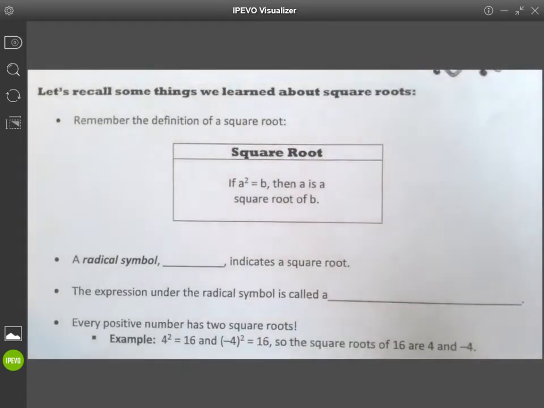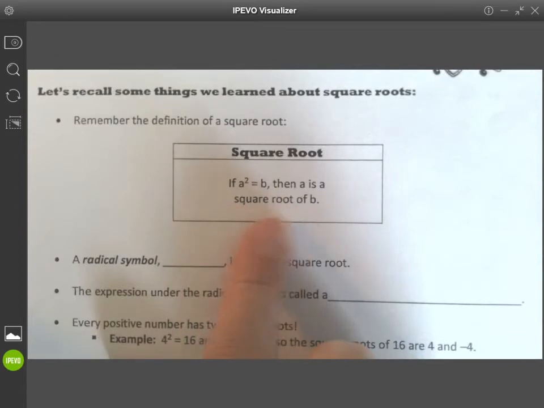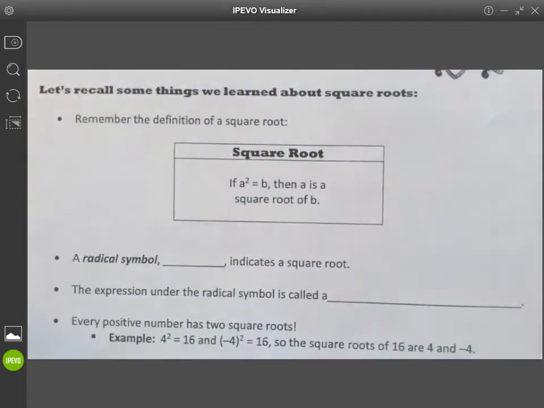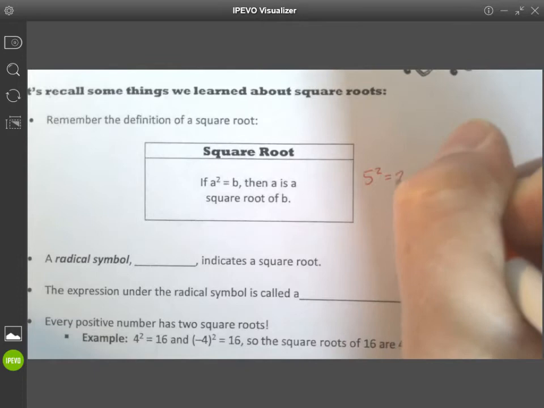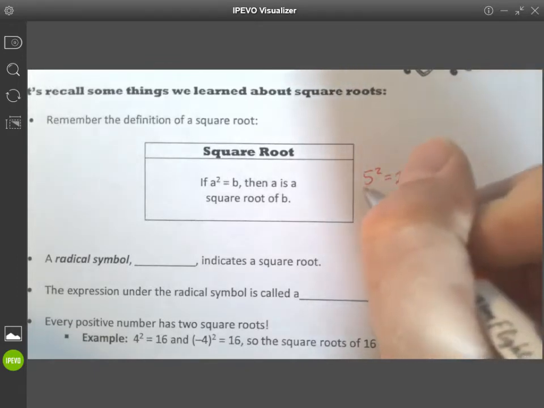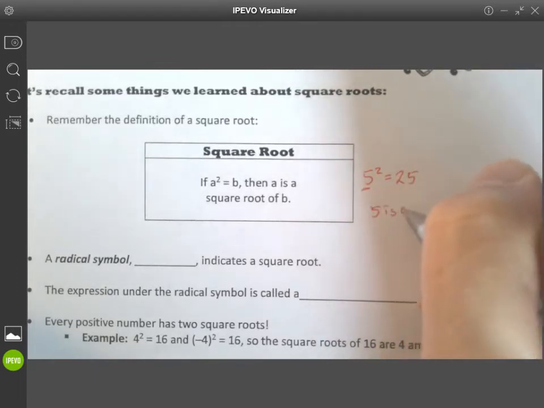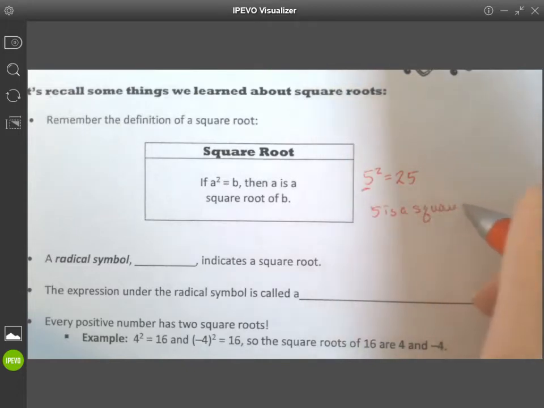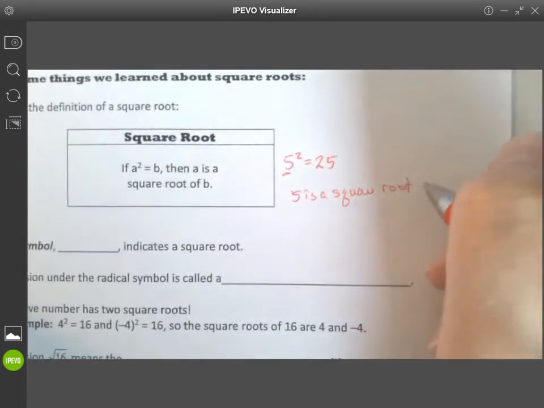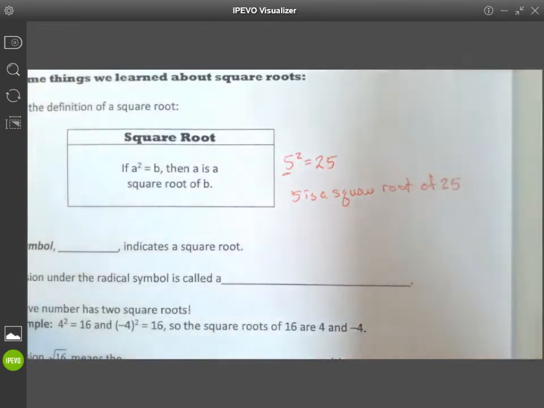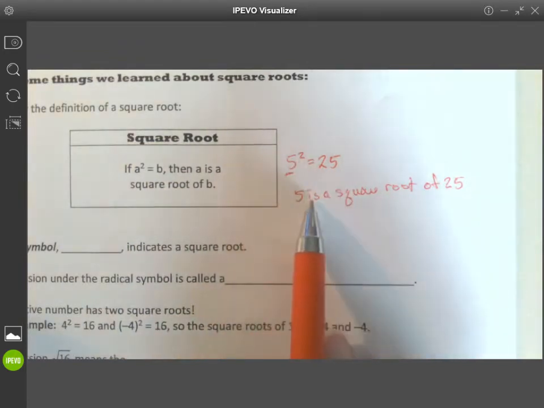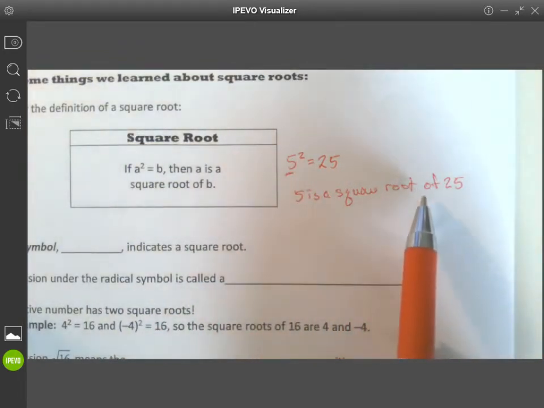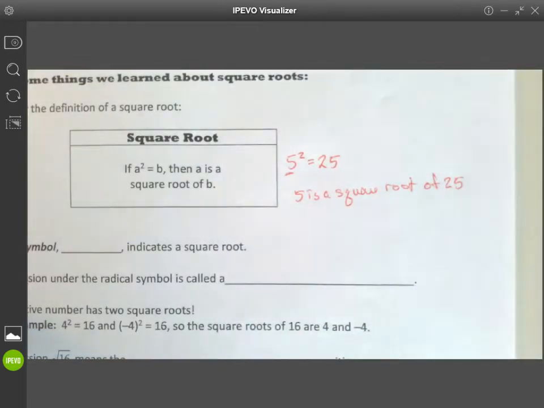This is not the first time you guys have seen them. If a squared equals b, then a is a square root of b. So what's that mean to us? Because I know that's a little bit abstract when you read something like that. If 5 squared equals 25, then that means 5 is a square root of 25. If a squared is b, so if I can square 5 and get 25, then 5 is a square root of 25. A square root is a number times itself that would give you that product.